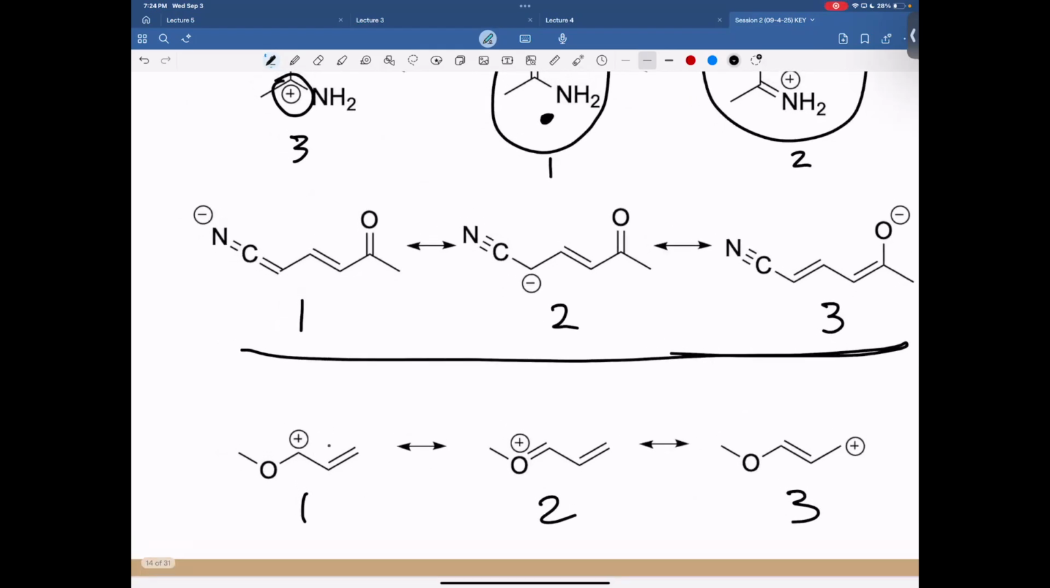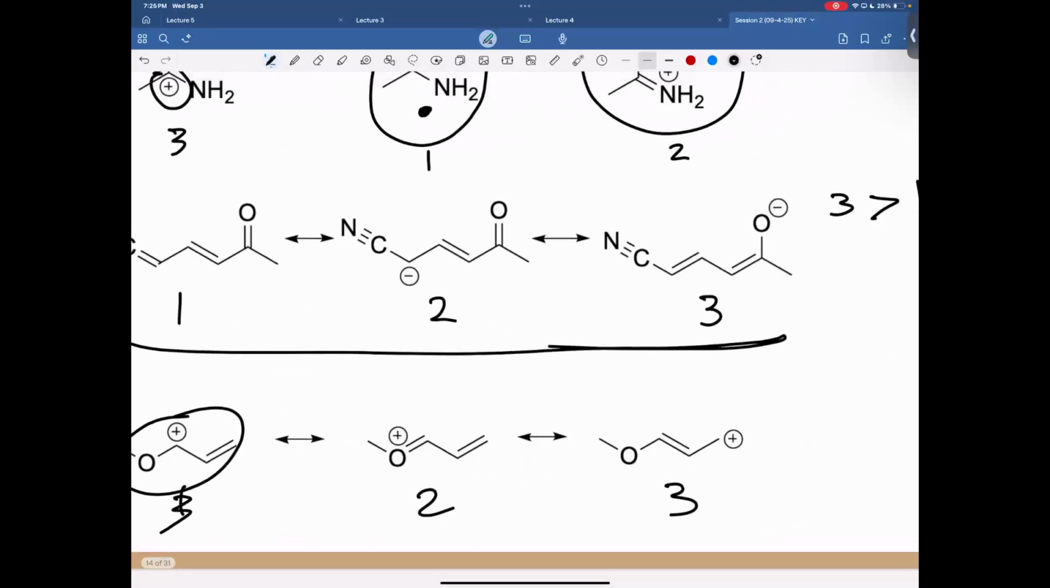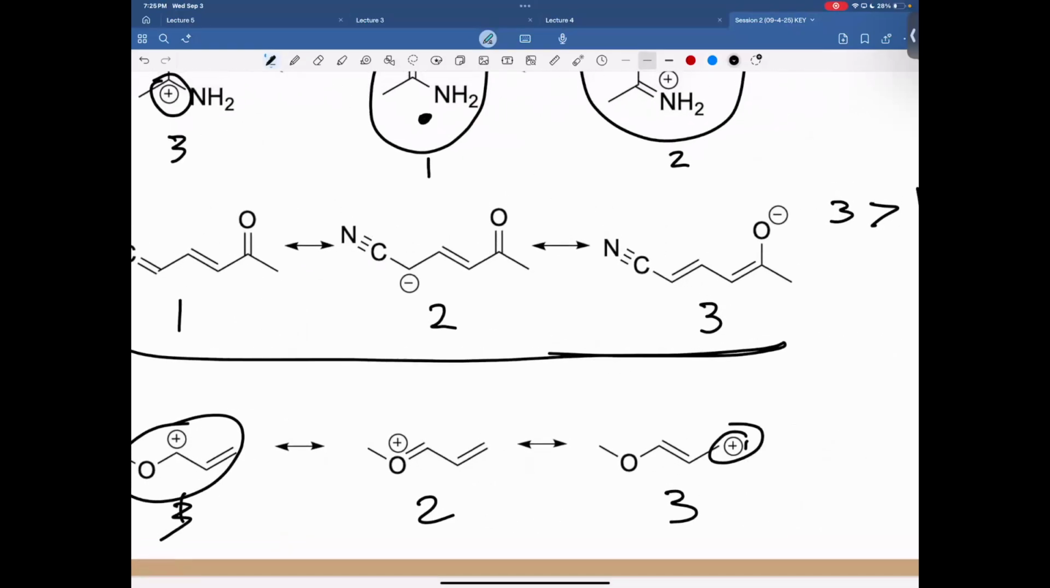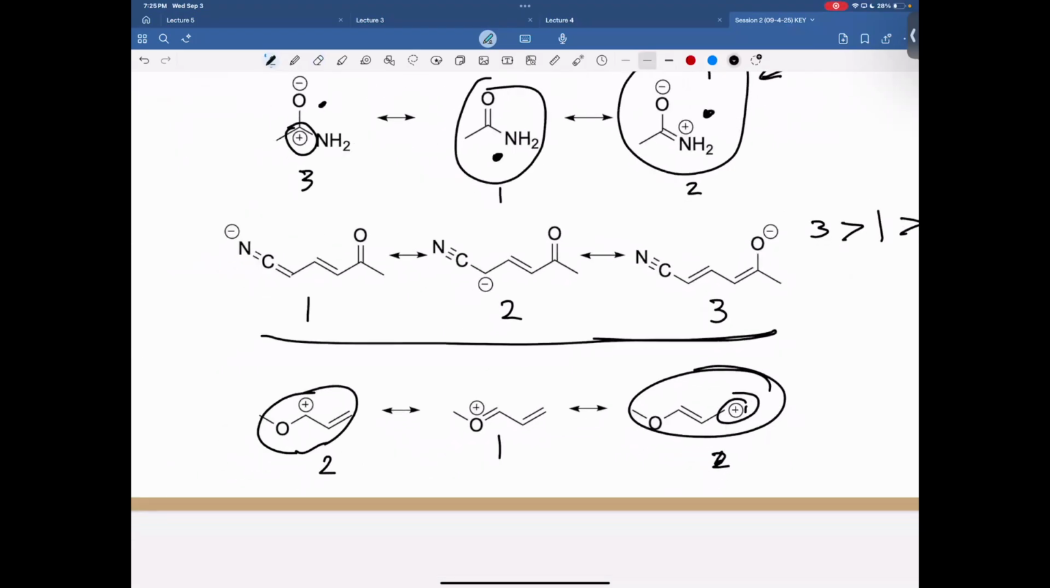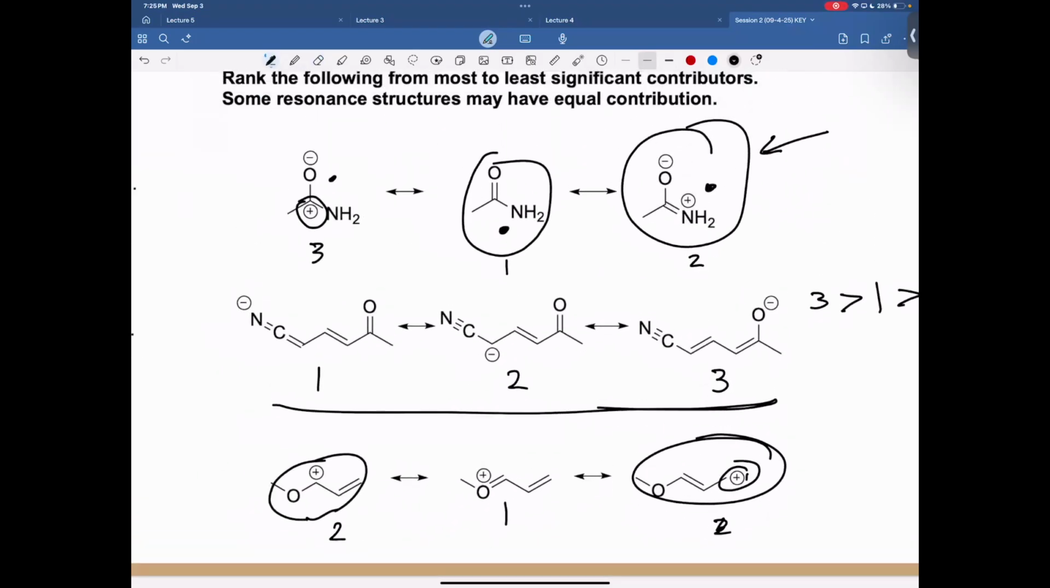And number 1, honestly, we can exclude this automatically because it's a carbocation, meaning it's an unfilled octet. So this is automatically 3rd place. This is also actually a carbocation, so it also has an unfilled octet. So actually these 2 would be our main discussion. This would automatically be the 1st place since it has full octets on every atom.